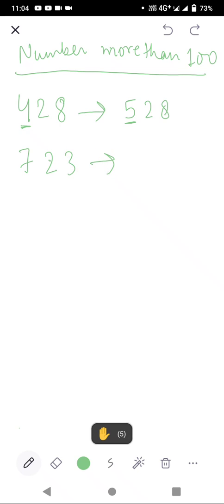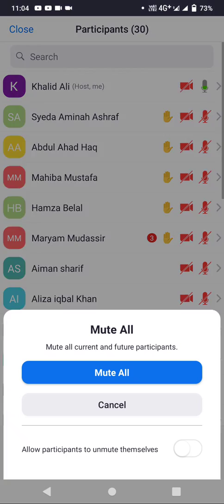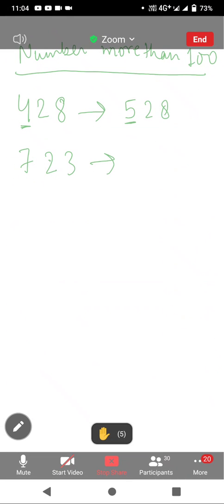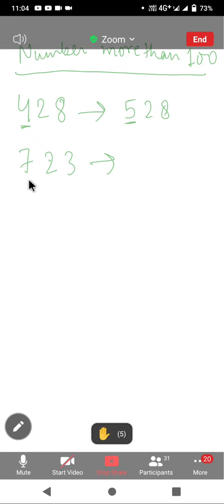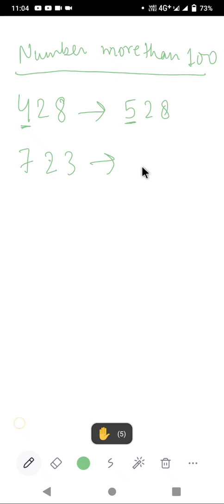Now 100 more than 723. 823. Yes, very good. Only the hundreds place digit will change. We can find 100 more than by adding 1 in the hundreds place digit only. The tens and ones will remain the same.